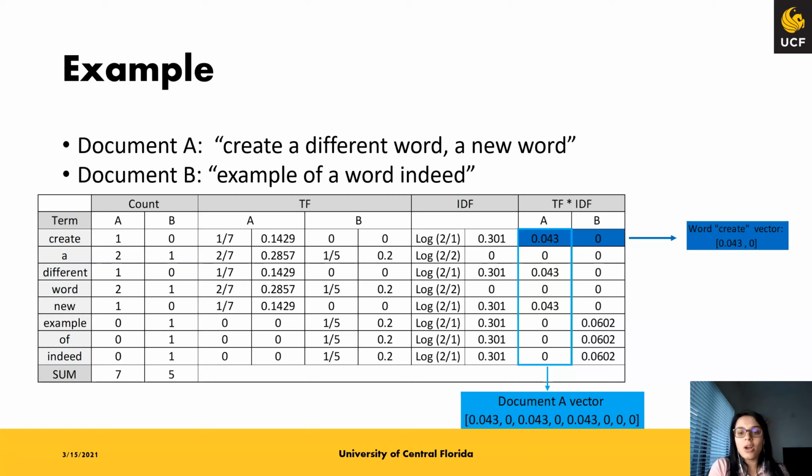So here we can also see, in the end, we have the document vector and the word vector. The word create vector has 2 dimensions because we only have 2 documents. And the document A vector has 5 dimensions because we have 5 different words. And as you can see, we're going to have a sparse vector that contains a lot of zeros. That is common, it's the same thing that we had for bag of words.